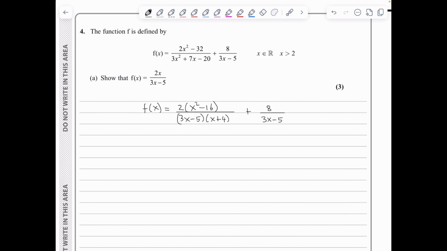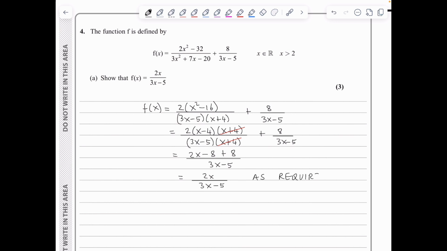We should be able to recognize x squared minus 16 as the difference of two squares, so x minus 4, x plus 4 over 3x minus 5 times x plus 4, and I've got the plus 8 over 3x minus 5. Well, the x plus 4 with the x plus 4 will cancel out. I see the common denominator of 3x minus 5, which means I've got 2x minus 8 plus 8 over the 3x minus 5, which simplifies to 2x over the 3x minus 5 as required.